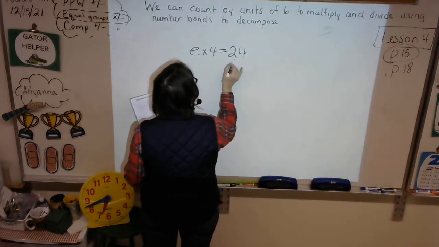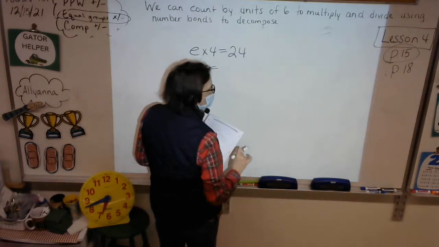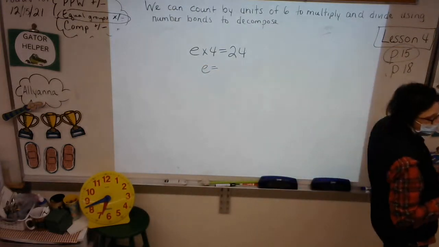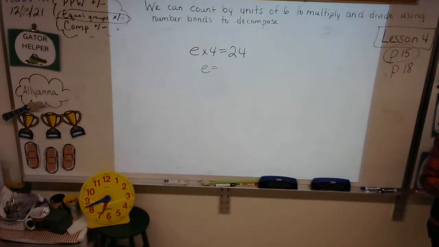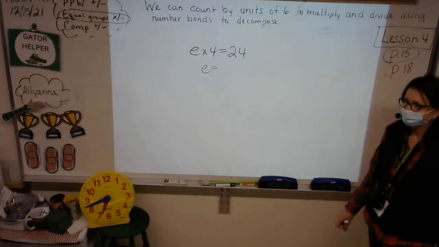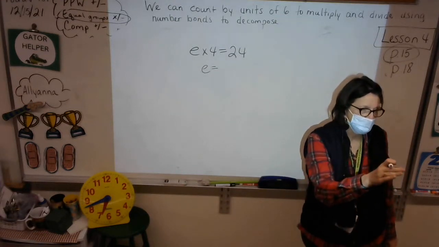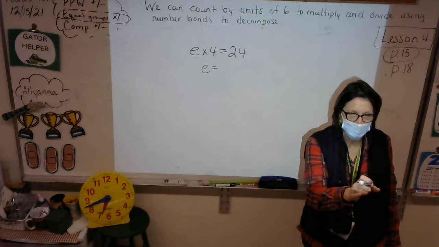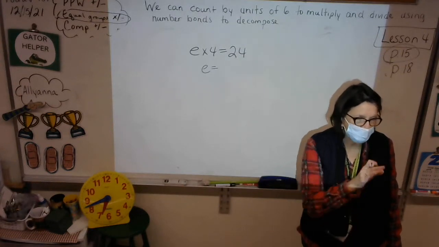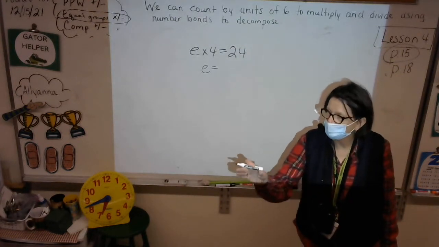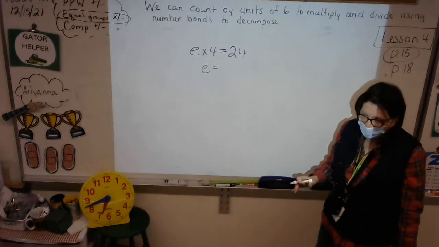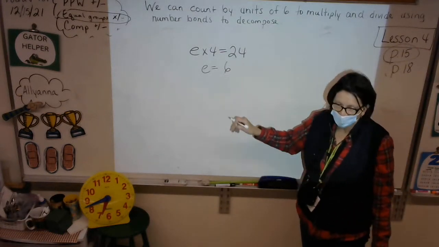So now we've got E times 4 equals 24. What does E equal? I like the way Jadalyn is actively seeking her answer. Nice job. I see those fingers flying, and guess what? She got it. Actively seek your answer. Very good. Good, good. Okay, what does E equal, class? E equals 6.